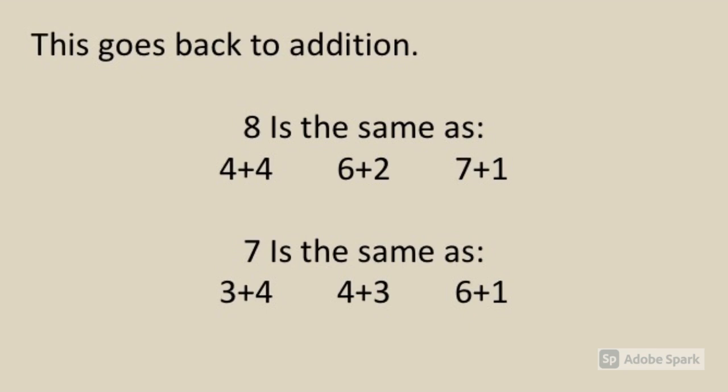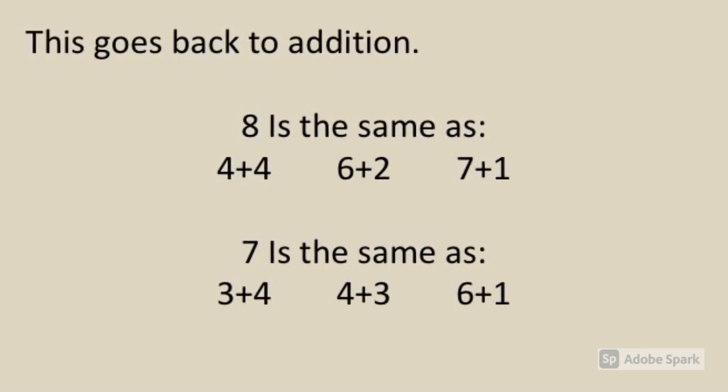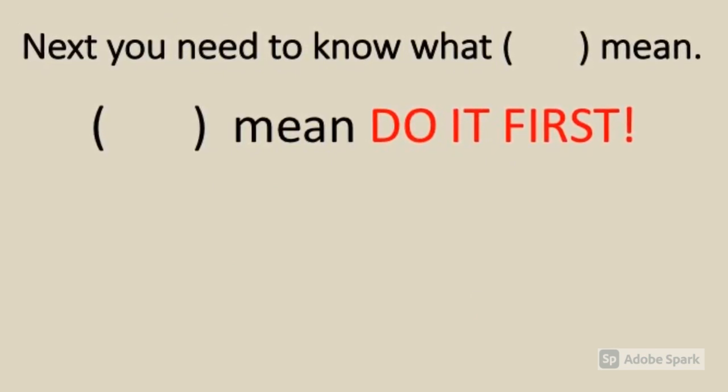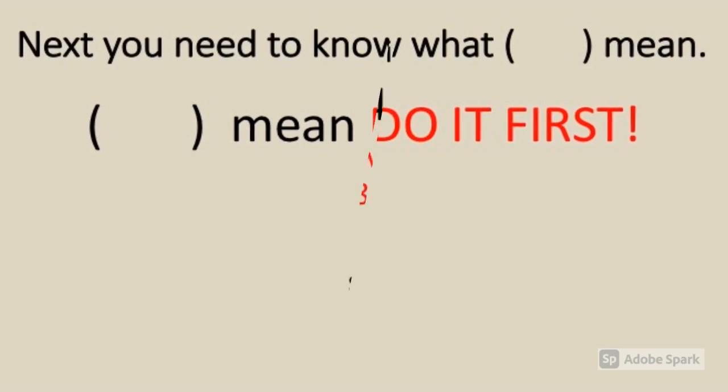Part of distributive property of multiplication uses addition. Remember, 8 is the same thing as 4 plus 4, 6 plus 2, or 7 plus 1. Next, you need to know what parentheses mean. Parentheses mean do it first.